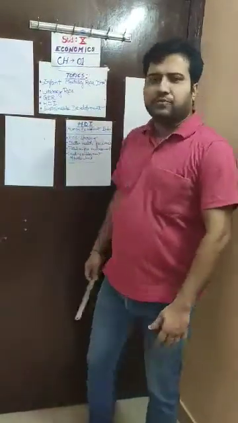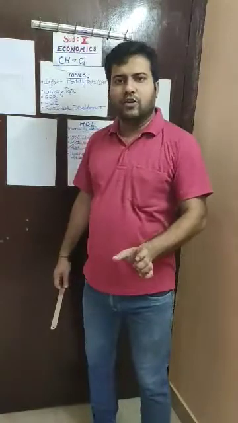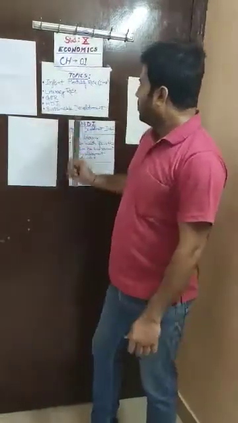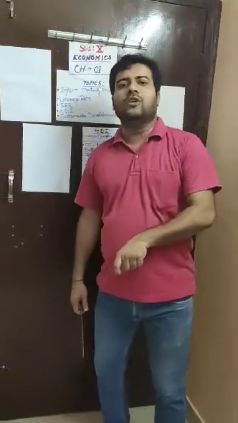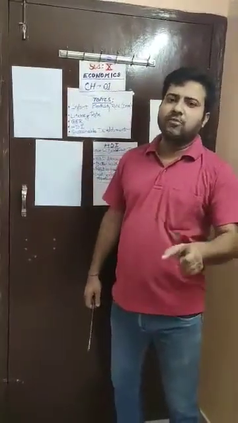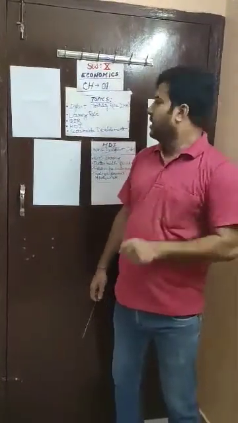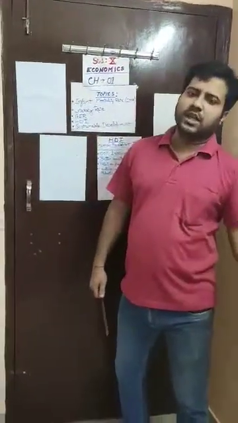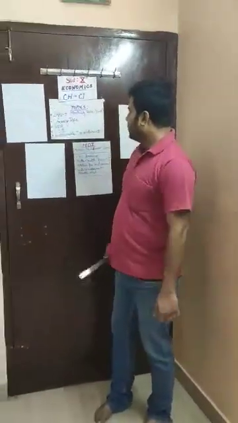Gross enrollment ratio, GER. What does it show? It shows how many children are going to school, how many children are enrolled in basic education. Between 6 to 14 years of age, how many children have attained education. So the higher the GER, the higher is the education standard or the development standard of that country.